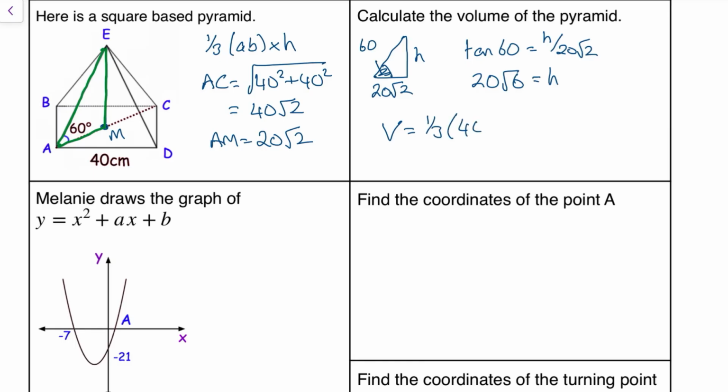So it's going to be 1/3 times the base, which is 40 squared, in other words, it's a square base pyramid as written in the question, times the height, which is 20 root 6. And then I can just put this in exact value, or I can work out a number.